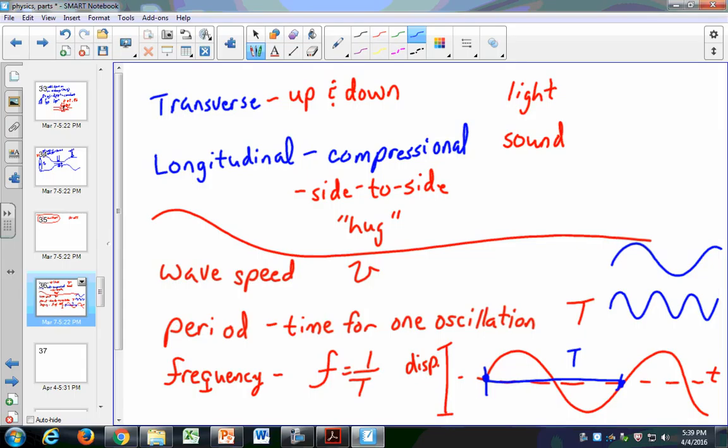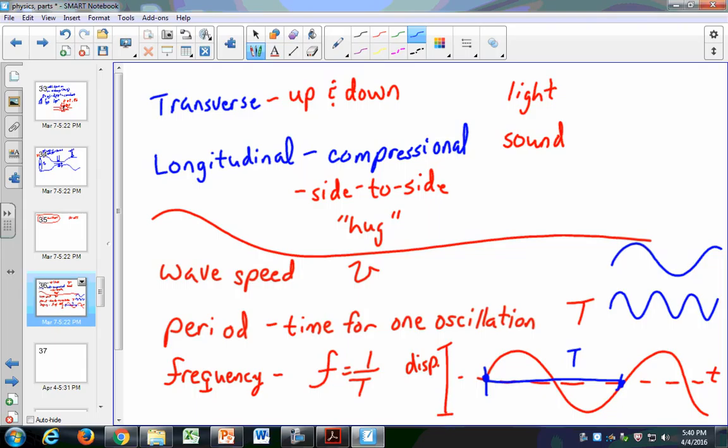The top one has a longer period. The period is from this time all the way over to this time for one complete oscillation. Be careful that you don't do from here to here. It goes from here all the way over to here because that's one complete oscillation. I'm on the up part, and I come back here and I'm at the same position on the wave, where the wave begins to repeat. So that wave begins to repeat at that point.